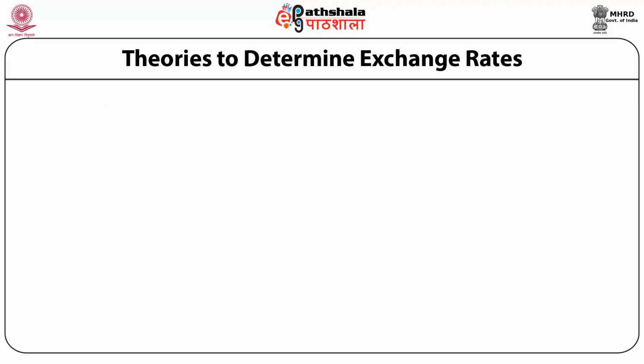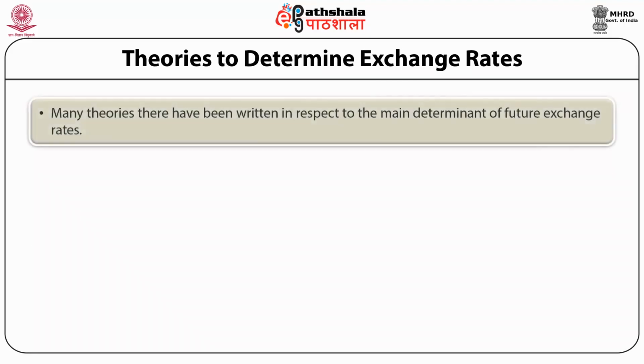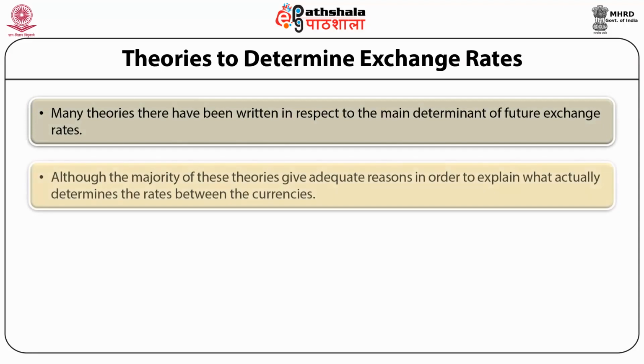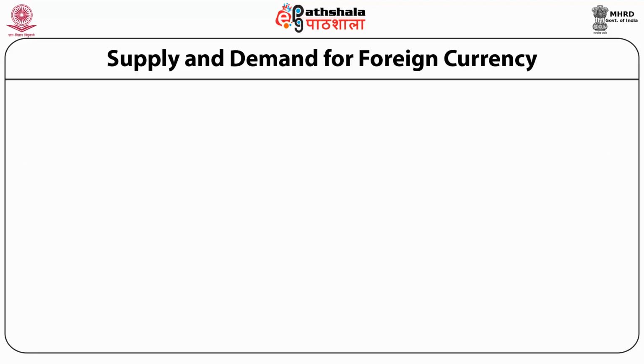Let us also see some of the theories which determine the exchange rates. Many theories have been written in respect to the main determinant of future exchange rates. Although the majority of these theories give adequate reasons in order to explain what actually determines the rates between the currencies. Below, we will refer to the main theories regarding the determinants of the exchange rates. First is supply and demand.